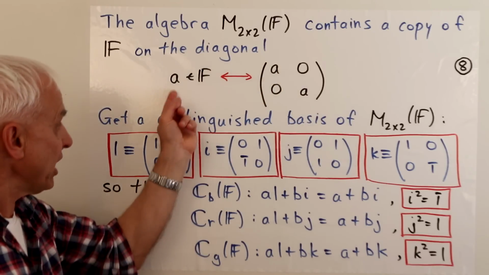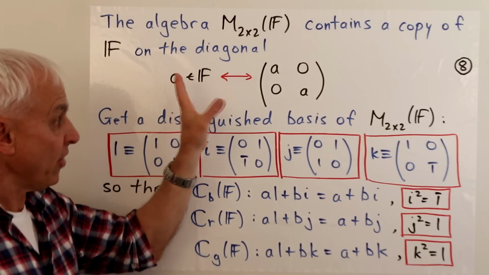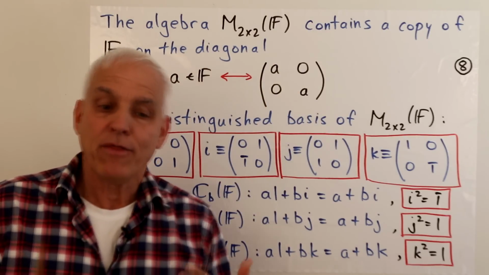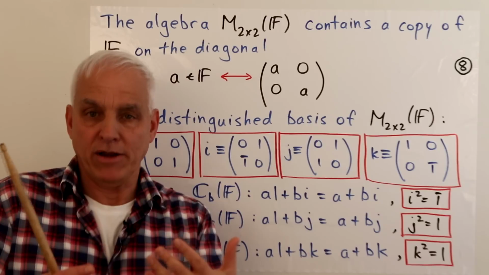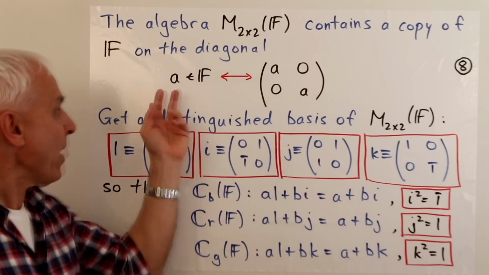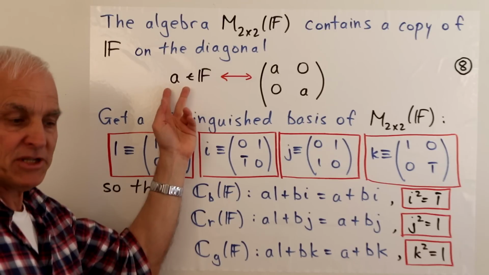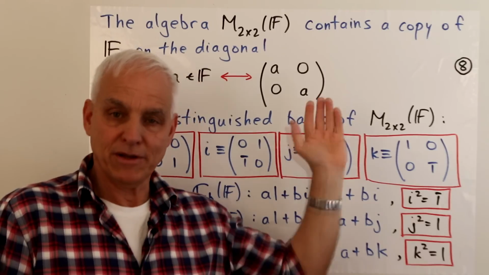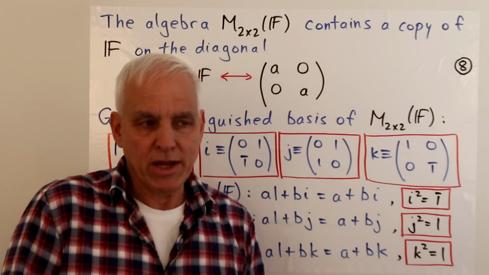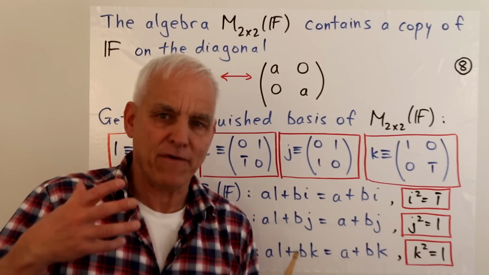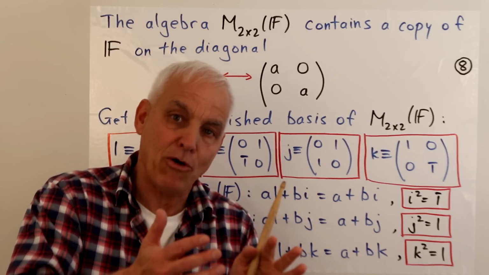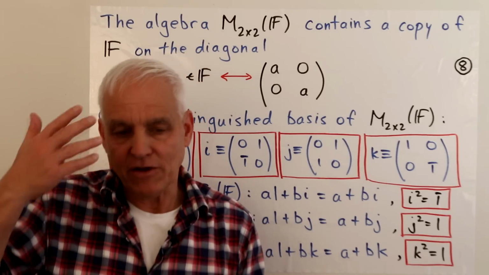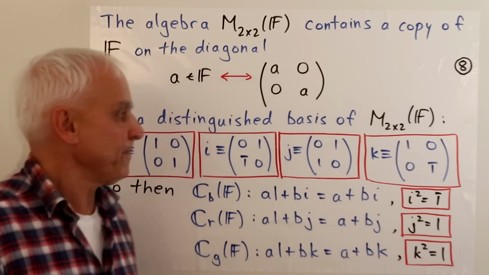In other words, if we associate to the element A in our field the matrix which is 0 off the diagonal and just A's down the diagonal, then that's an exact correspondence arithmetically. So the way you add or multiply two elements in the field corresponds exactly to the way you add or multiply them on the matrix side. So we can think about our field F as sort of being inside our algebra of 2x2 matrices. It's not exactly, but it's a convenient representation.